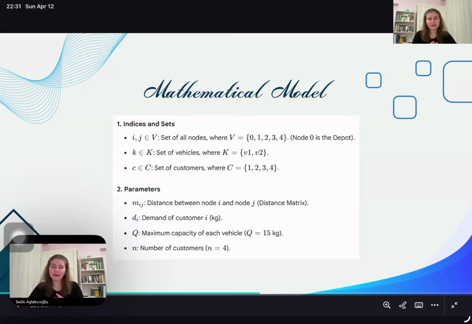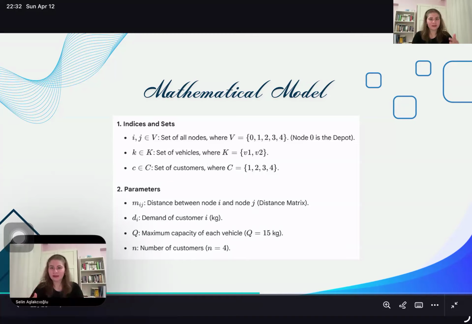Let's move on to the mathematical model. First of all, we define indices and sets. V is the set of all nodes, where V is 0, 1, 2, 3, and 4. Node 0 is a depot. This is where we are going to come back to. This is our roastery. K is the set of vehicles, where K is vehicle 1 and vehicle 2. And C is the set of our customers, again 1, 2, 3, and 4, because we have 4 cafes.